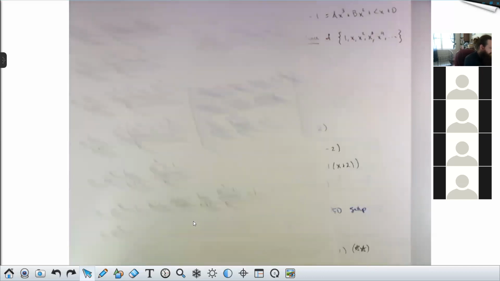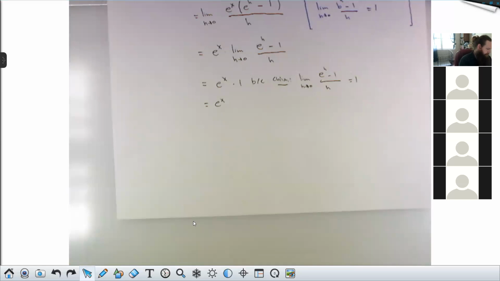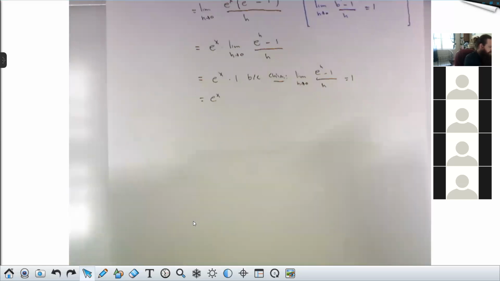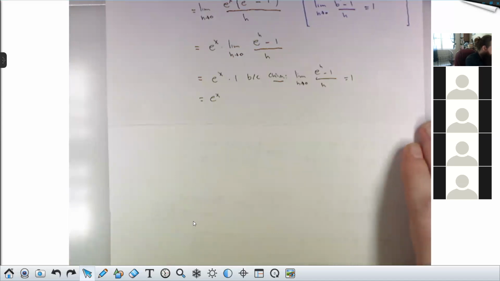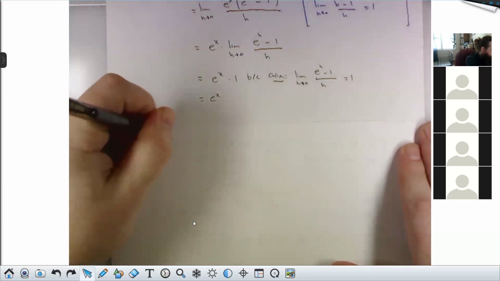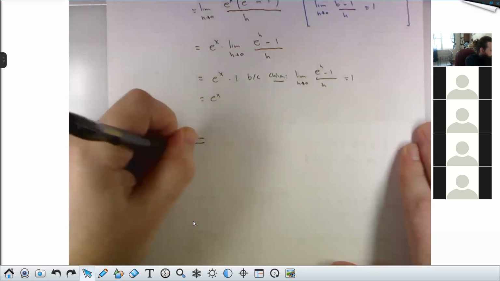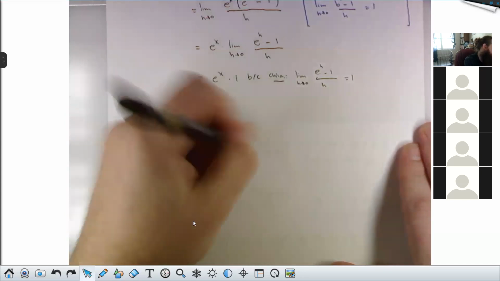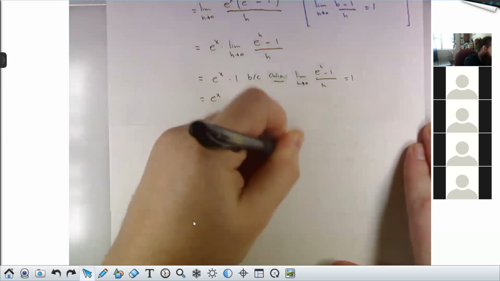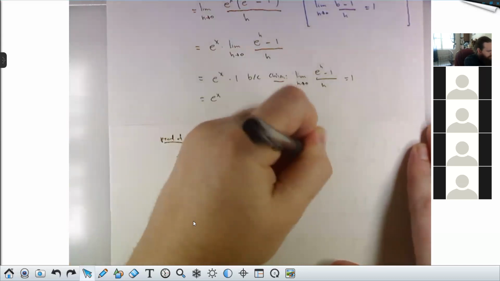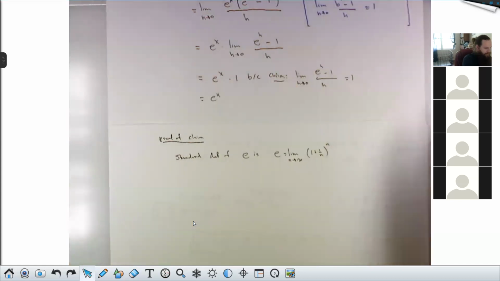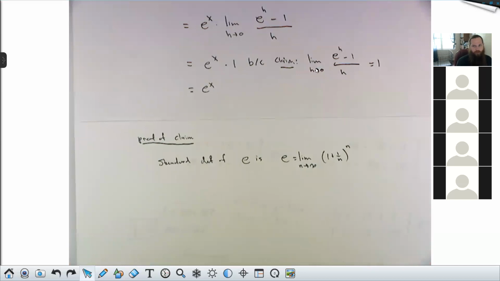I think I outlined this for you guys the other day, so I don't want to burn too much time on it. So the last thing before we can actually start working with this is we need to prove the claim. The standard definition of e is as the limit as n goes to infinity of (1 plus 1 over n) all to the n. So what I'd like to do is show that this and this are equivalent. We can substitute, let's see, 1 over n for h.